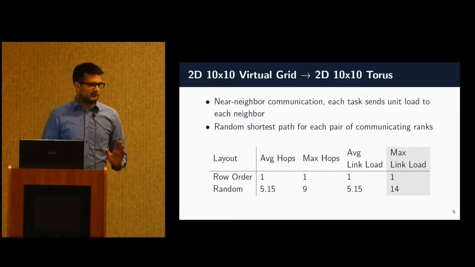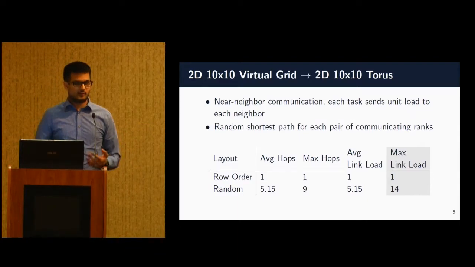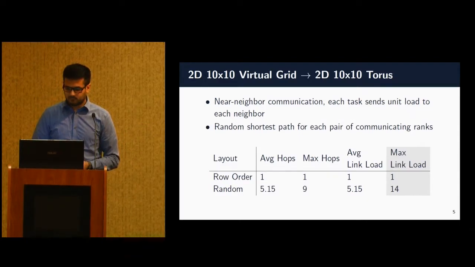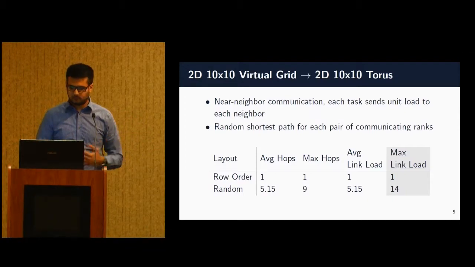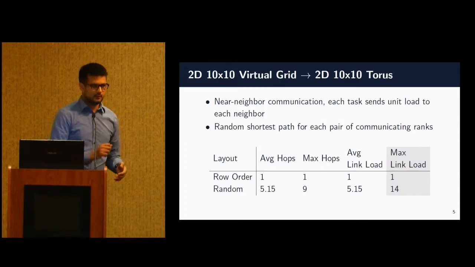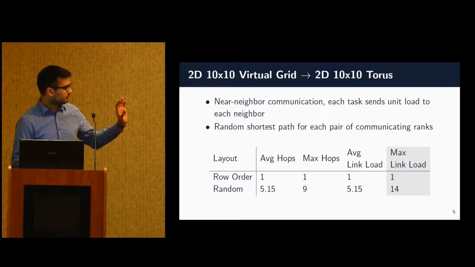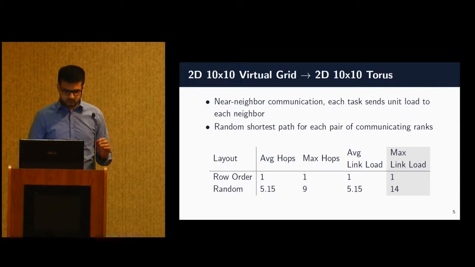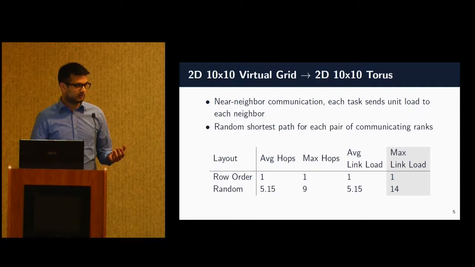So in more quantitative data, say we have a 2D application with a 10 by 10 virtual grid, and we're mapping that to a 2D 10 by 10 torus. Again, we have near-neighbor communication. Each task just sends a message to its neighbor every iteration. And we use random shortest path for each pair of communicating ranks. So you can see here for a row ordering, our average and max hops and link load are just 1. So this is very good for us. But a random layout is much, much worse. We see much higher hop counts, much higher average load counts.